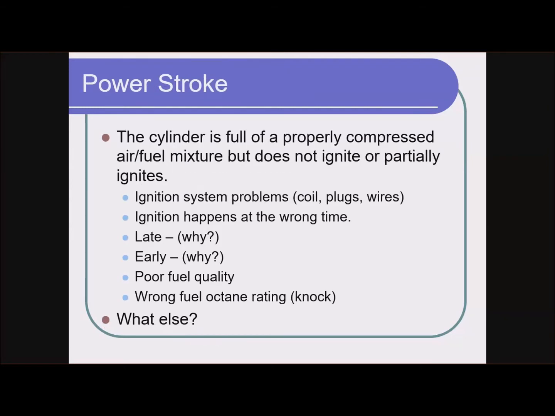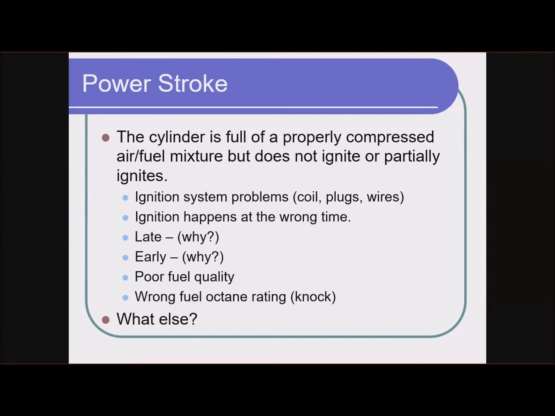So, on the power stroke, what can go wrong? Our cylinder is full of a properly compressed air and fuel mixture. We have the right amount of air, the right amount of fuel, and it's compressed to the correct pressure, but it doesn't ignite, or it partially ignites. Why? Maybe we have a bad coil, bad spark plugs, bad wires. Maybe the ignition happens at the wrong time. Maybe it happens late, maybe it happens early.